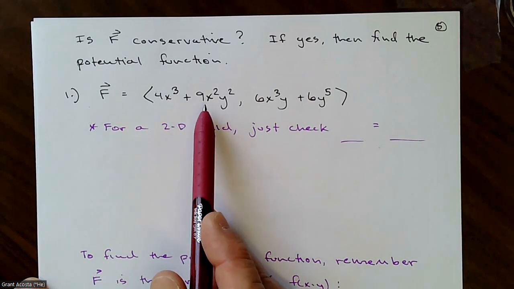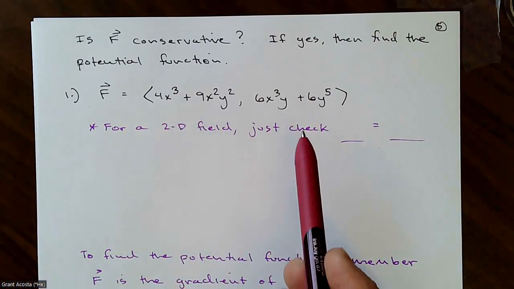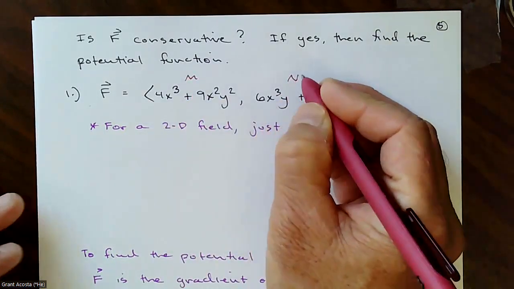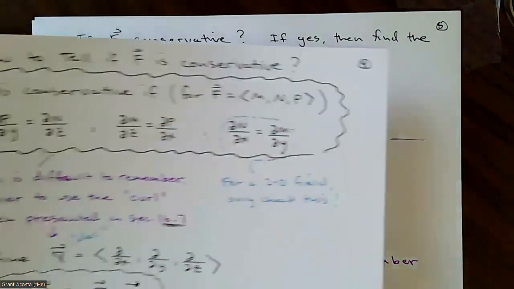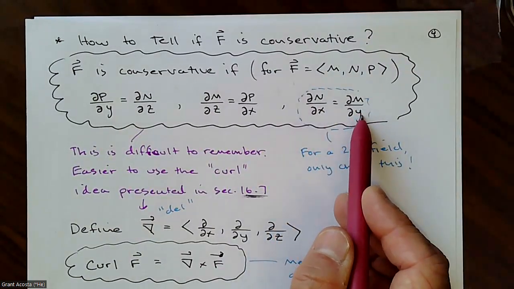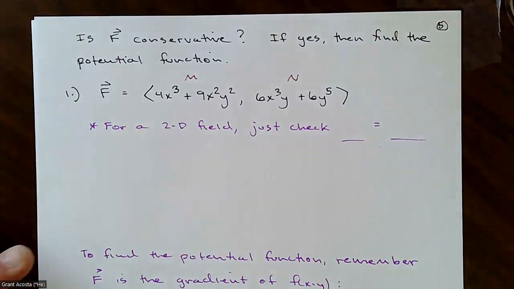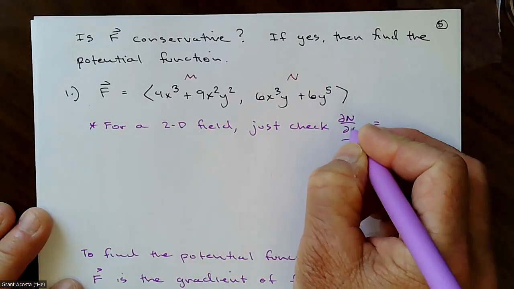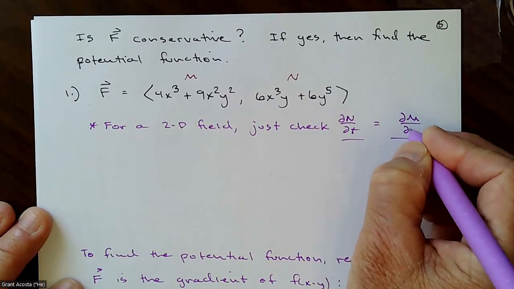Now, this is a 2D field. And recall, for a 2D field, this is what I would call m, this is n. You only need to check, so back on this page, that the partial of n with respect to x is equal to the partial of m with respect to y. So let's just check that out. Partial of n with respect to x should equal the partial of m with respect to y.